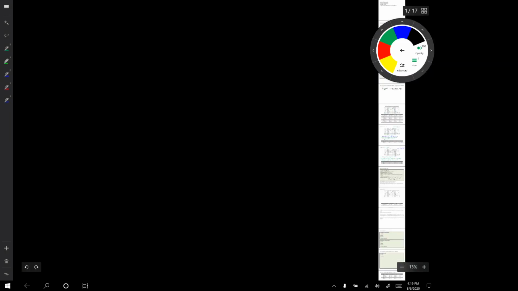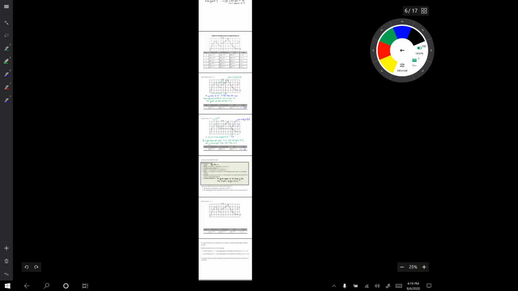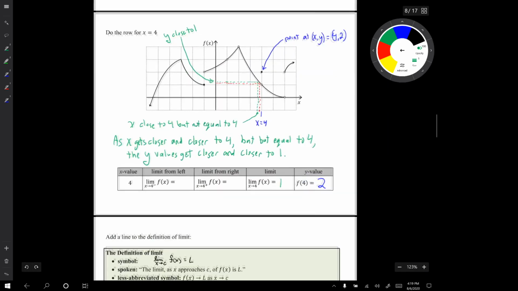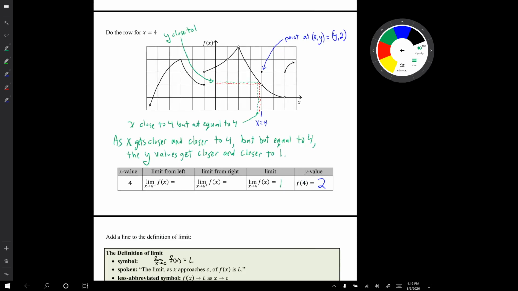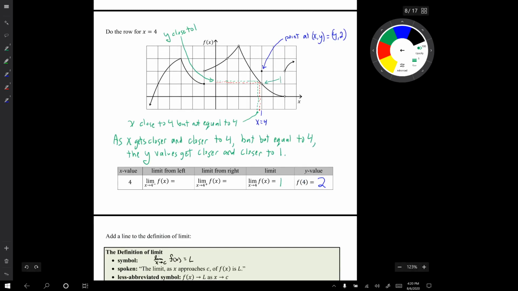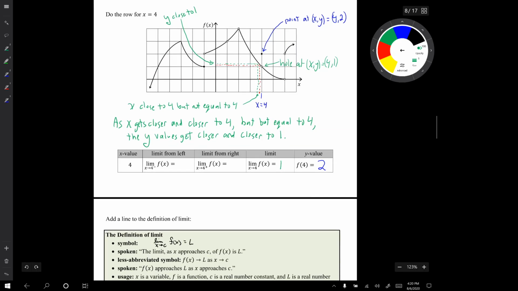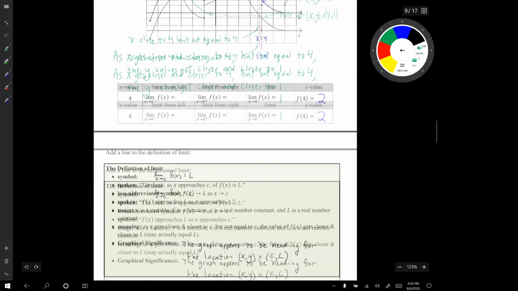And then in the second example, there's a hole at x, y equals 4 comma 1. That's where the graph seems to be heading, for that location. There is no point there, so I don't want to say it's heading for the point 4 comma 1. It's heading for the location 4 comma 1. That's what's encapsulated in this limit symbol.